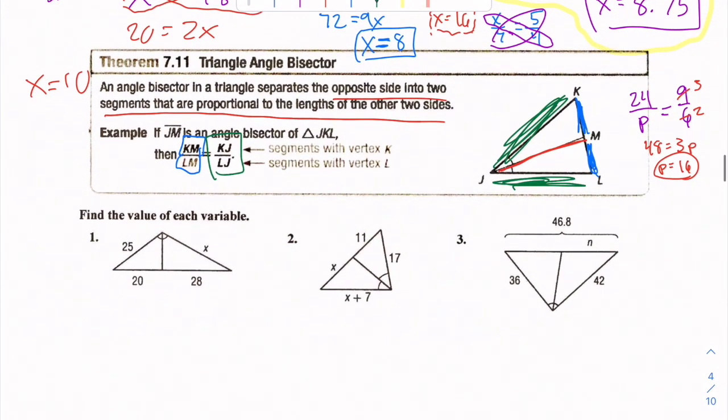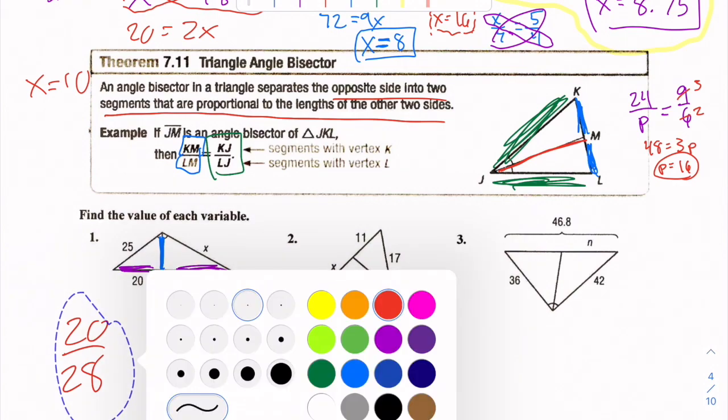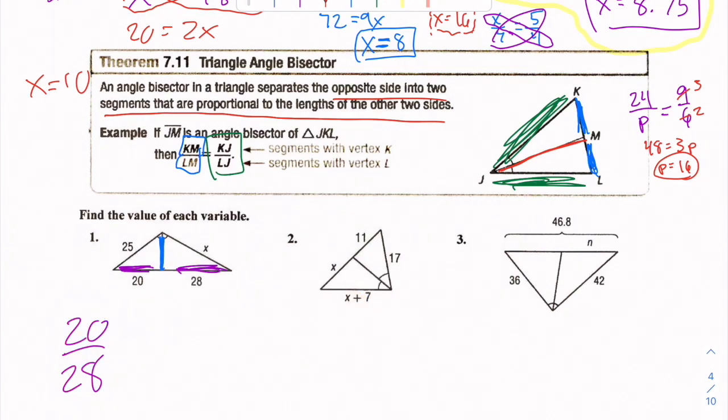So let's do a quick example of this right here. Bisector, boom. So let's go 20 and 28. So you can set that up there. Let's go 20 over 28. Keep it purple. And then 25 should go on top, right? It should match up with 20, 25, and the x. Okay, so you can set that up proportionally.